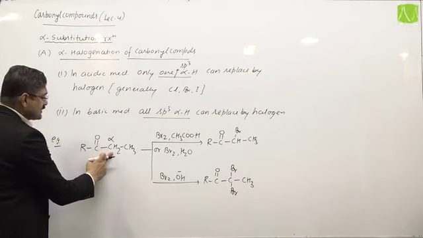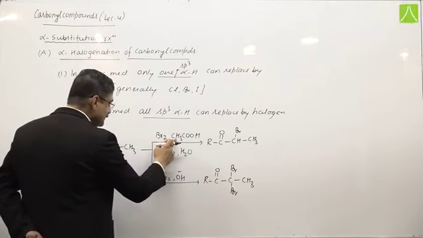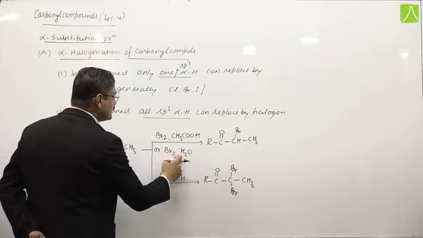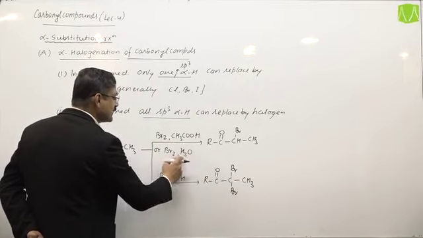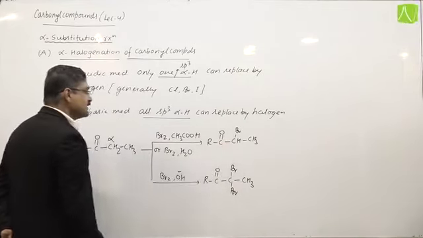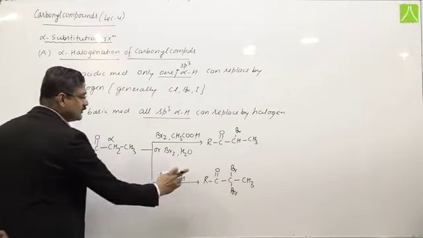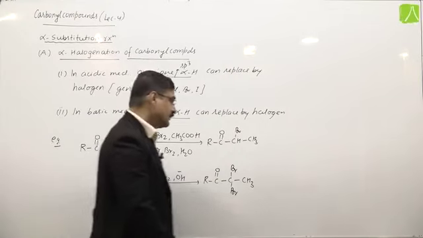So through enolization, this reaction takes place. This carbon is the alpha carbon, it is sp3. In acidic medium, or HOBr, you can write Br2 plus water means HOBr, that is again acidic medium, only one H is replaced. But in case of basic medium, all the hydrogen atoms are replaced by halogen.